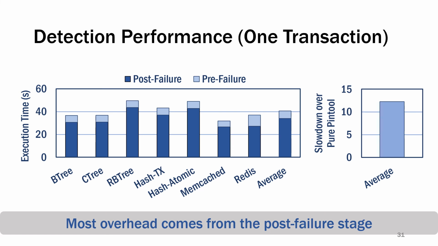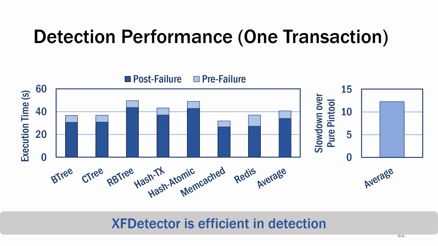We also compare the performance with a pure PinTool that only tracks PM reads and writes. Despite the repeated post-failure execution, the slowdown over the pure PinTool is only 12x. So we can conclude that XFDetector is efficient at testing.